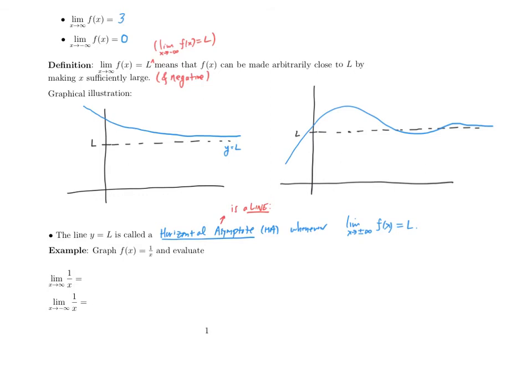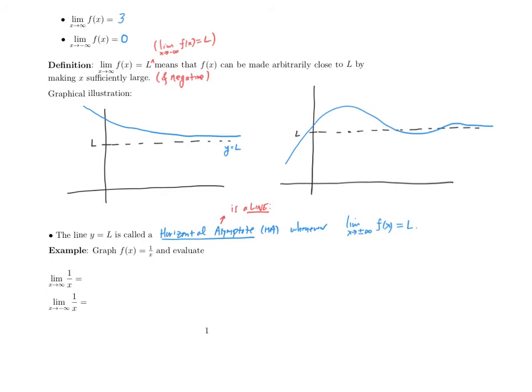Also, something I would like you to think about very briefly, how many horizontal asymptotes can a function have? And it turns out a function can have what? 0 horizontal asymptotes, 1, or at most 2 horizontal asymptotes.